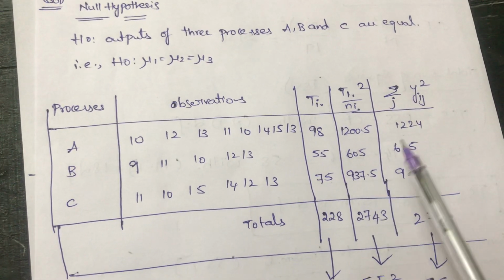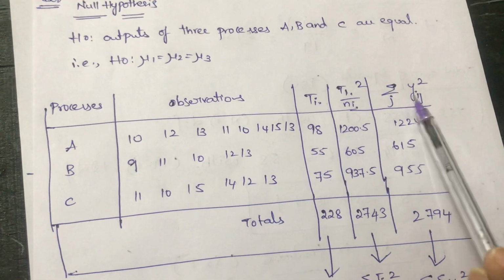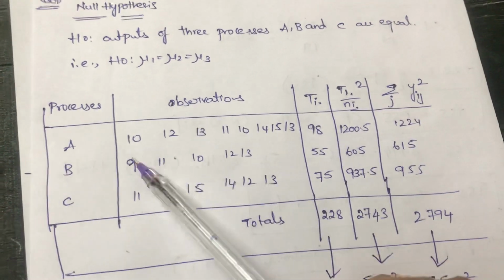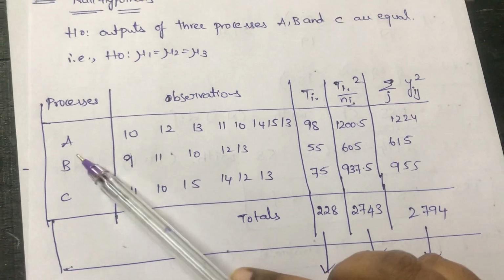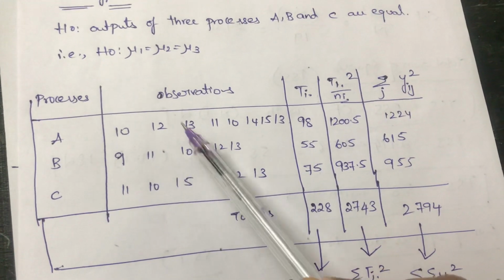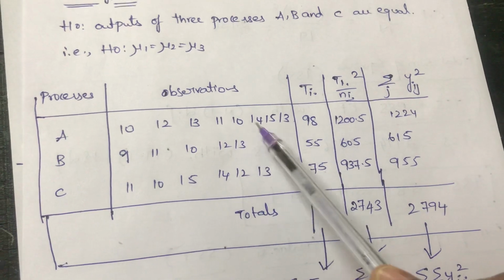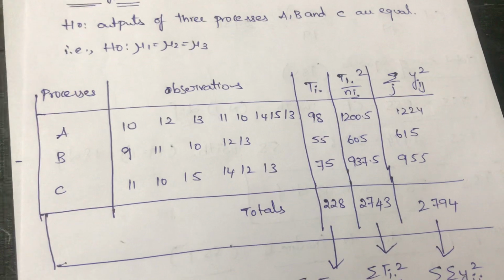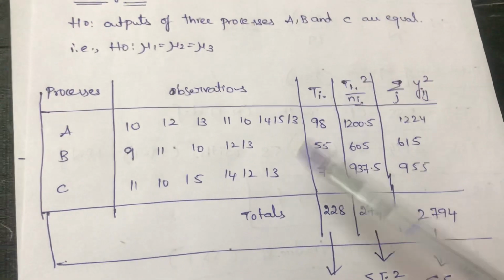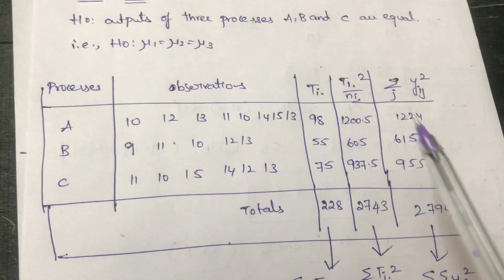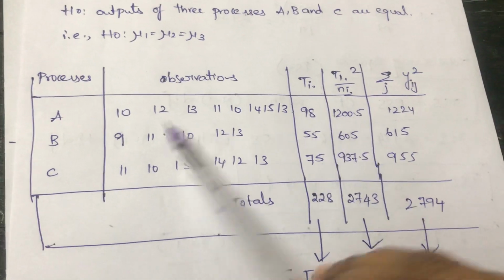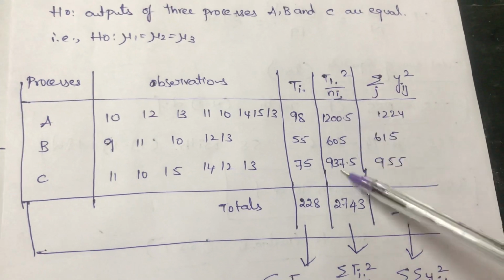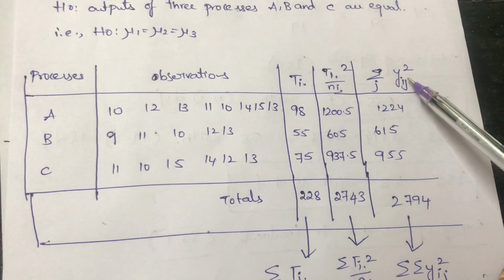After calculating this, I have to calculate the summation over j of Yij square. This value is each and every observation in treatment A, that means process A: 10 square plus 12 square plus 13 square plus 11 square plus 10 square, and so on up to this value. Squaring and adding each and every observation of B, and each and every observation of C, I'll get this value.